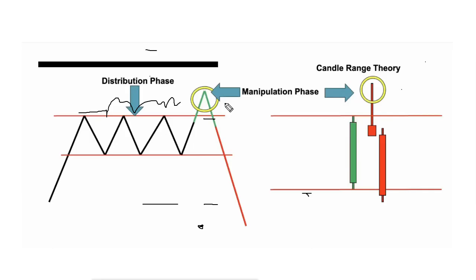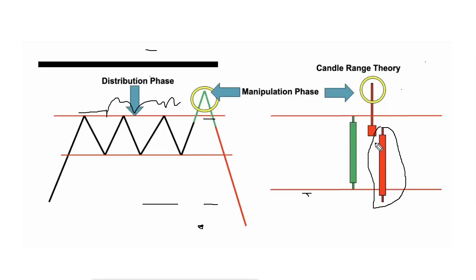This is telling you what? A reversal is about to happen. You can see the next candle. What happened there? They open and take out the low of our range.